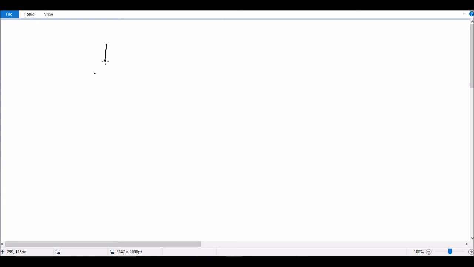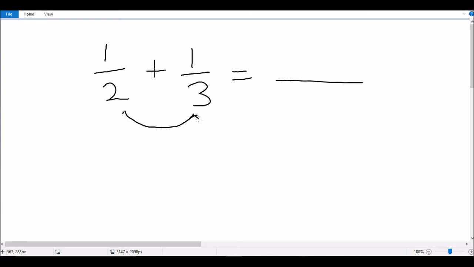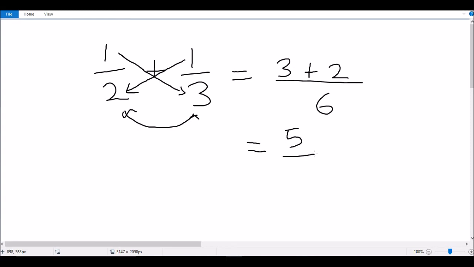Say you had to add half plus 1/3. So first we'll find the denominator by multiplying 2 and 3 to give us 6. Now we'll multiply 1 by 3, which is 3, and then we'll multiply 1 by 2, which is 2. So if we add the 3 and 2, we get 5/6. So that's the answer.